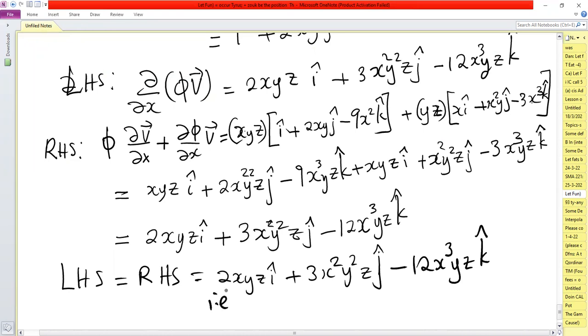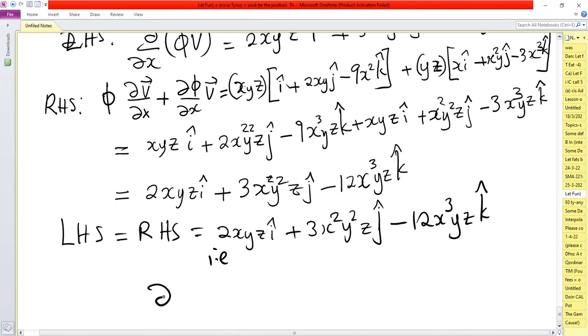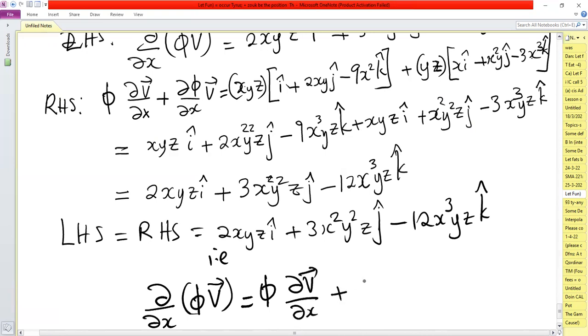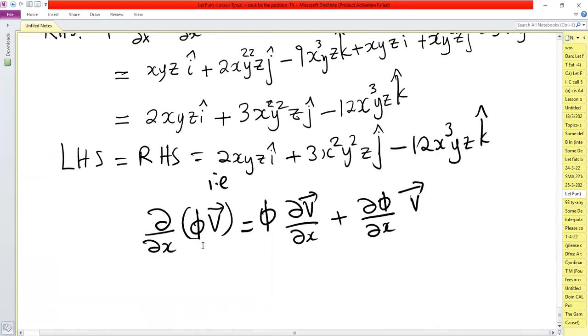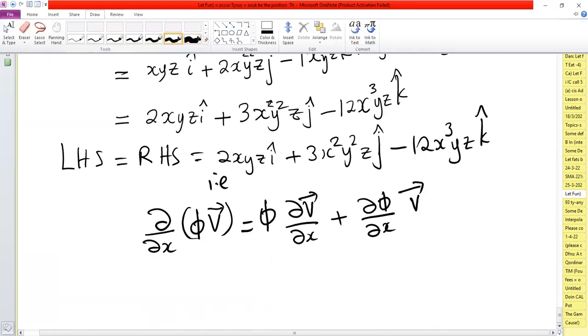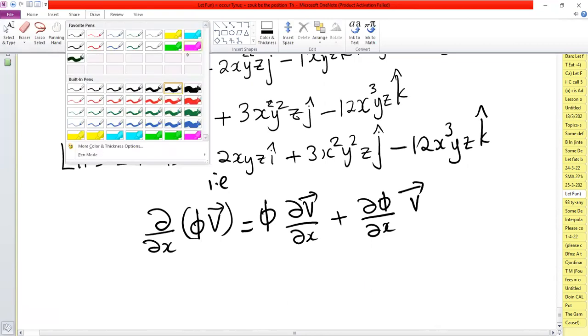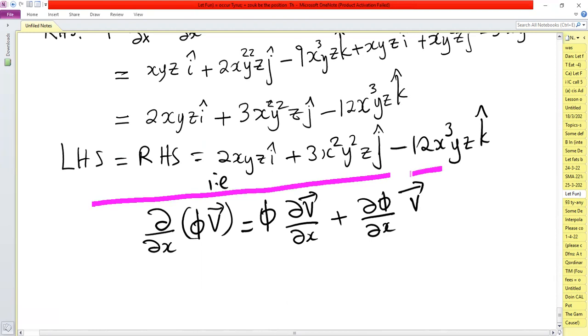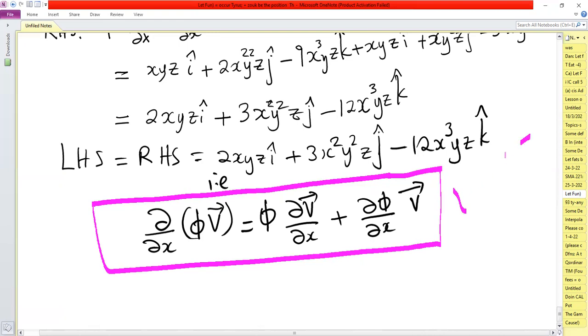So i.e., when you work out partial x of phi v, you get phi partial v partial x plus partial phi partial x multiplied by v. Actually, this result can as well be proven by just a general scalar phi and a general vector v without necessarily specifying the actual values. These are true results in general.